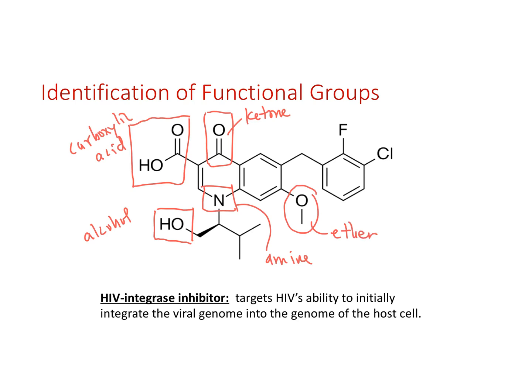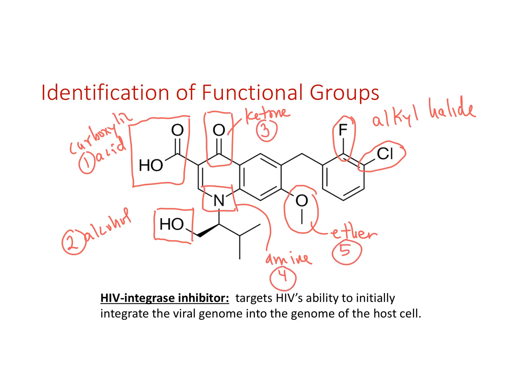We didn't talk about it, but they were listed in that chart. I'm not really going to expect you to know these, but these 2, you could call these a halide functional group or an alkyl halide functional group. They're halogens. Fluoride and chloride are both halogens, and they're attached to a carbon structure. But the main functional groups and the ones that you certainly should have been able to know are the carboxylic acid, the alcohol, the ketone, the amine, and the ether. So I'd be happy if you identified 5 functional groups in that structure.